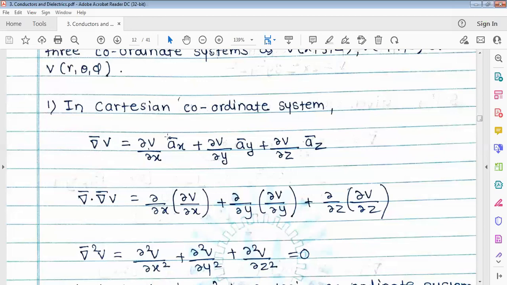So this del into v in the Cartesian coordinate system: del is again a vector quantity, and just multiply here by v. So it is dabba v upon dabba x into a bar x plus dabba v upon dabba y into a bar y plus dabba v upon dabba z into a bar z. This is del into v. Again, you have to multiply by this del.